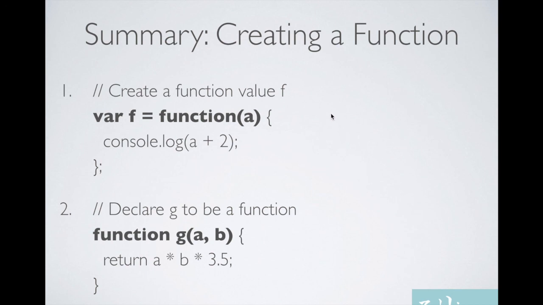And let's take a look at the summary. First, we talked about how to create a function. There are two ways to create a function. The first one is to create a variable and then assign a function value to this variable. The second one is to declare a function with the keyword function.